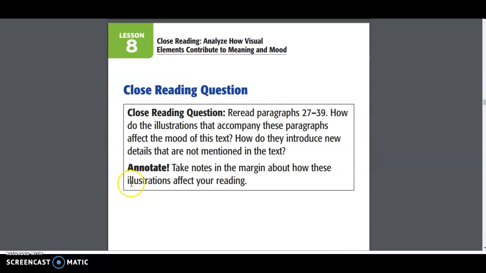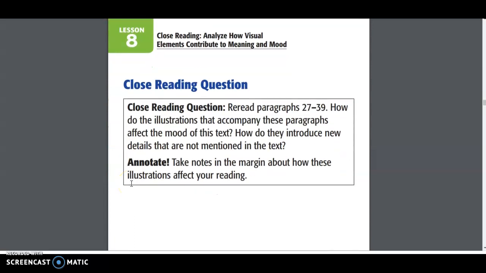All right. So here's our close reading question. It says to reread paragraphs 27 through 39. How do the illustrations that accompany these paragraphs affect the mood of the text? And how do they introduce new details that are not mentioned in the text? So we're going to look at the illustrations, and we're going to look for anything that is not talked about in the text that we're getting from the illustration, and anything that tells you about the mood.